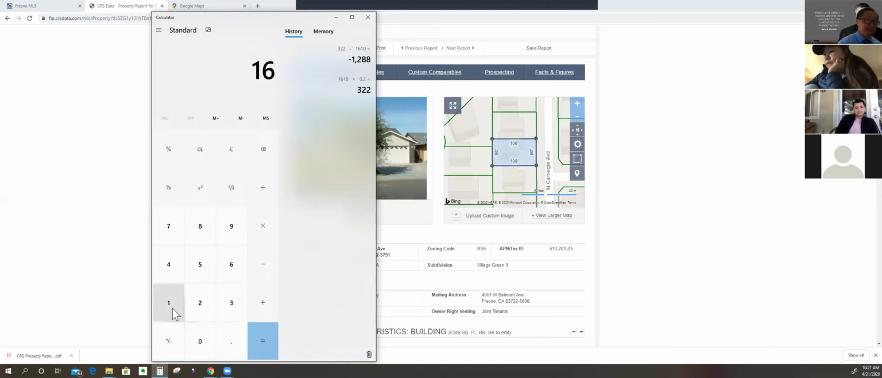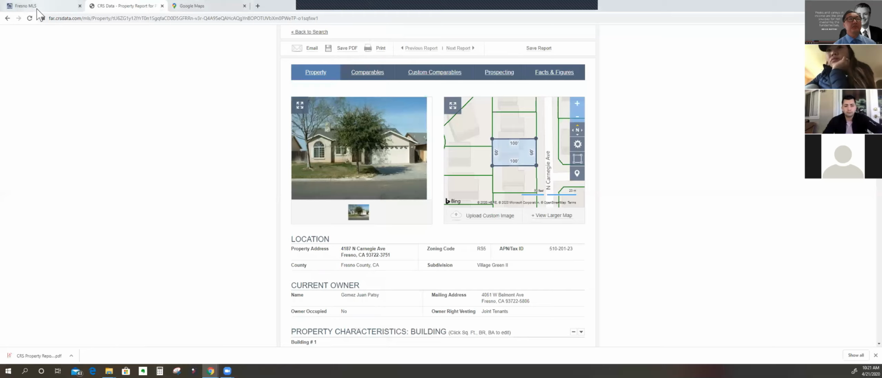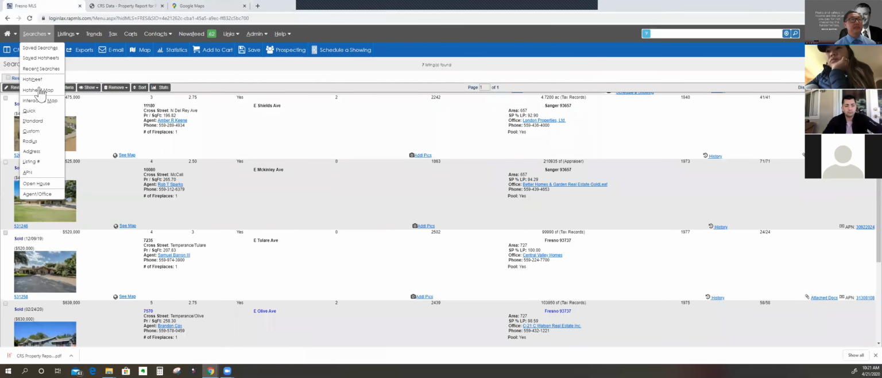Let's see, what did I say? 1610 plus 322 gives us an upper limit of 1,932 square feet. Okay, so we're going to go back to the MLS. We'll do a radius search.